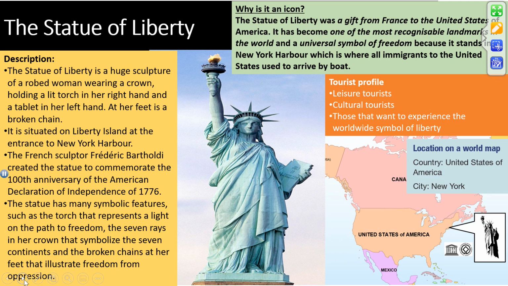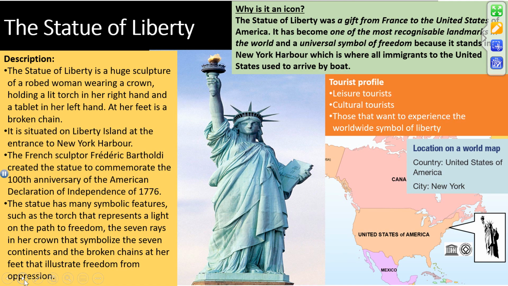Your description of the statue: you'll see that it's a huge sculpture of a robed woman. She has a crown on her head. She has a lit torch in her right hand. And if you look in her left-hand side, you'll see she has a tablet. And at her feet is a broken chain. It's not really that easy to see the broken chain because it's covered by the robes that she is wearing.